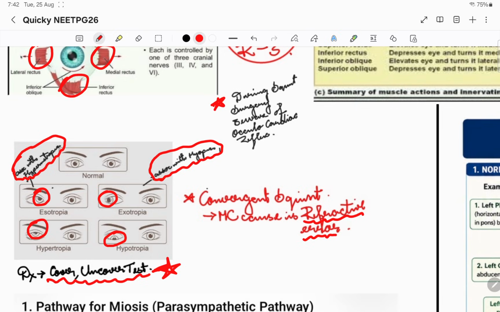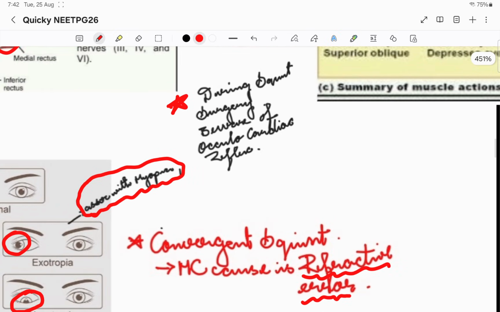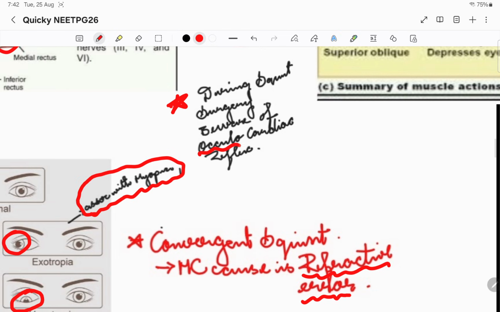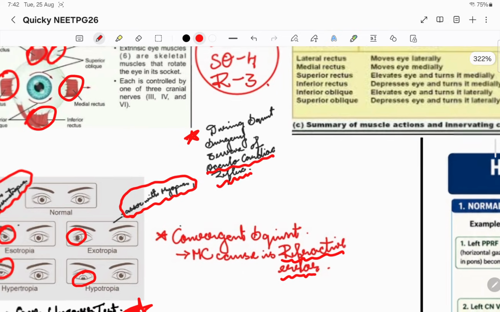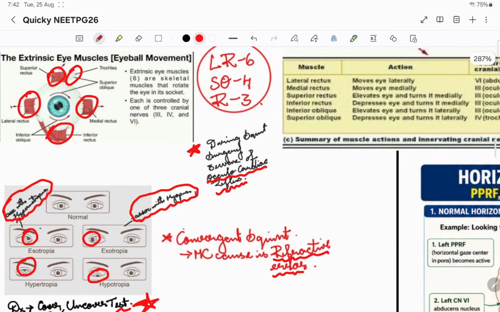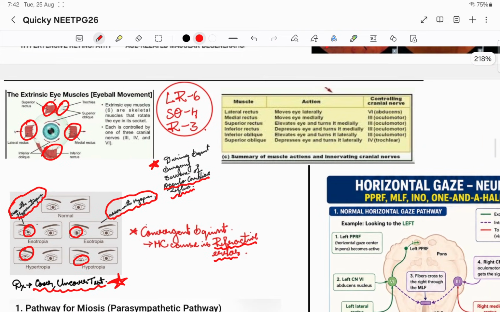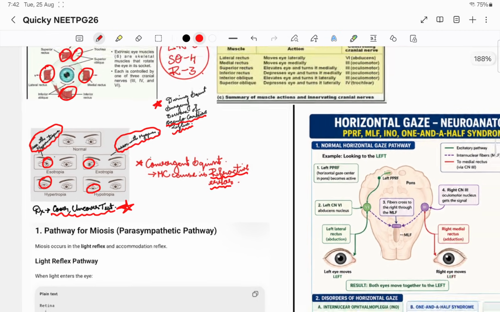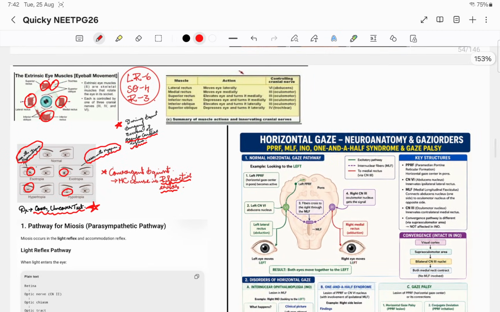Now coming to management, please be aware, during squint surgery there might be an oculocardiac reflex that might happen, and the patient might die. So there is something called the oculocardiac reflex, which might lead to an emergency situation. This is all and everything with respect to the movements of the eye and all the muscles that are involved here.